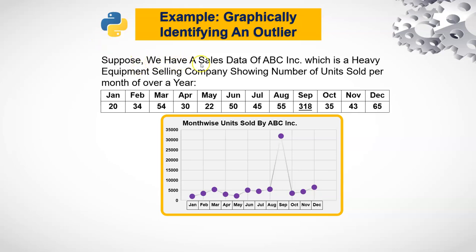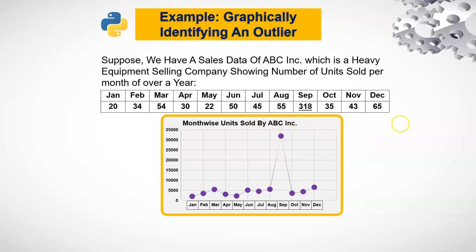Suppose we have sales data of some ABC company. We have the number of units sold per month over the years. For example, in January it was 20 into 100, that is 2000. Then in February it was 3400, like that, and we have it for all 12 months. Here, by plotting a scatter plot, we can see that in the month of September the sales were exceptionally high. So this data point looks like an outlier.